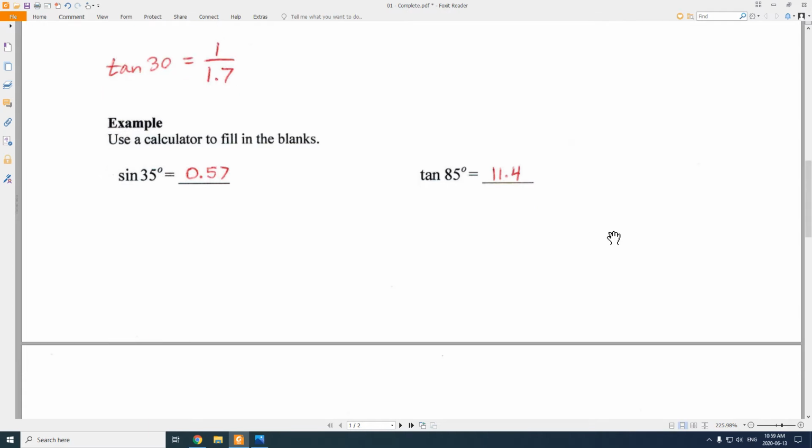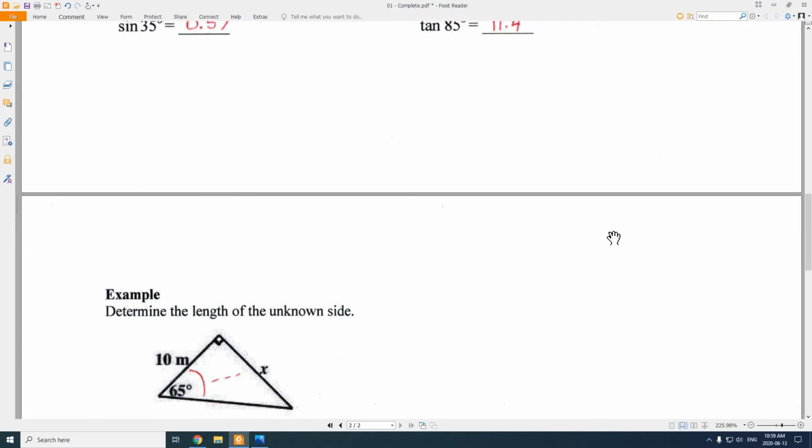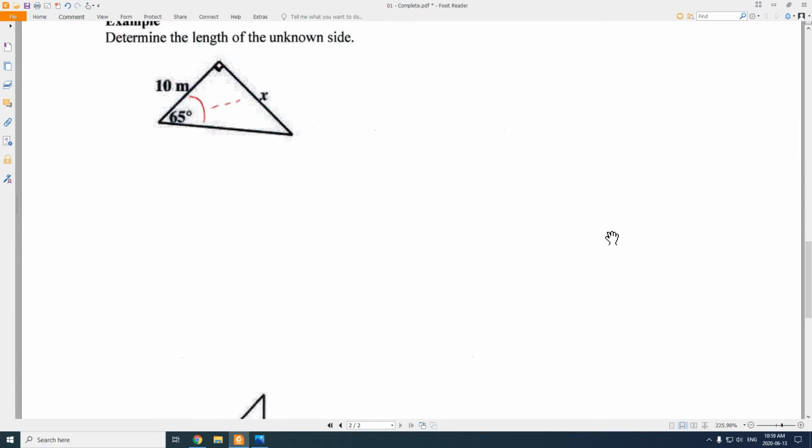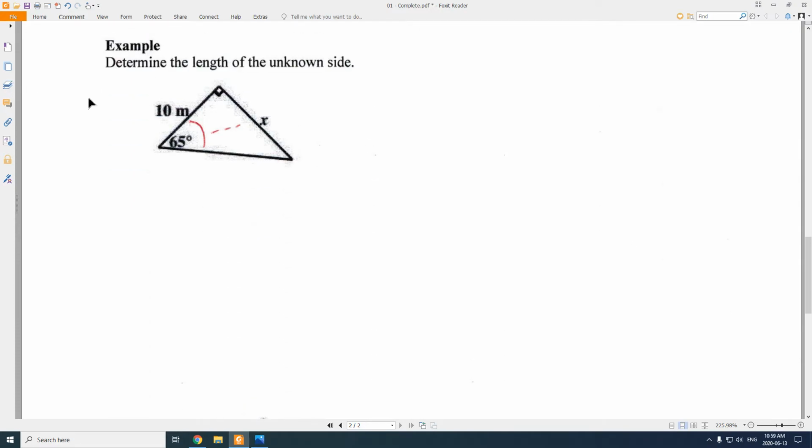All right. Let's go on and do some full examples now. 2 examples here. First one. In this case, you're given a right angle triangle. Remember, SOHCAHTOA equations only work for right angle triangles. All right, so it looks like we know this length is 10. We know the angle is 65 degrees, and we want to find that length over there.